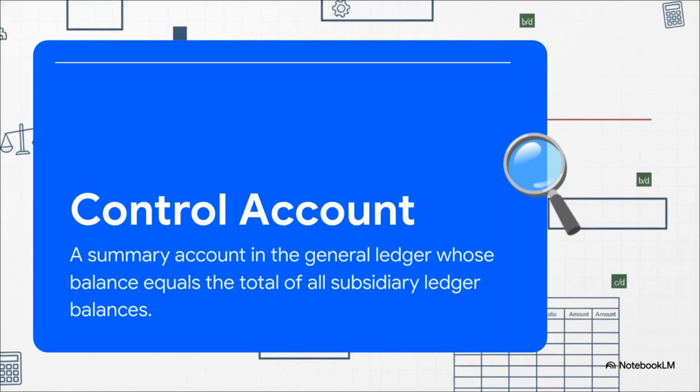At its core, it's a summary account. It scoops up the totals from all those detailed subsidiary ledgers and pulls them together into one single, verifiable number in the general ledger. It lets you see the big picture without losing track of the details.